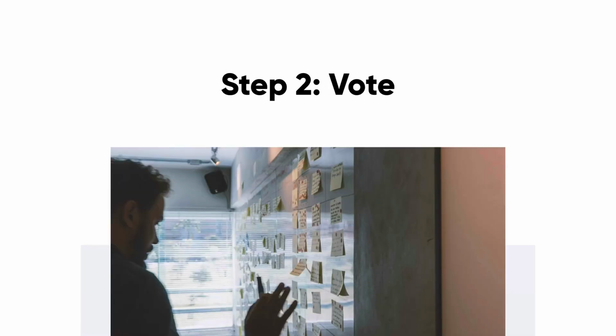Step two, this is the voting time. So you want to time box this and set aside enough time for everyone to go through the list of stickies and vote on which ones they think are of highest priority. They should always vote on the ones they find impactful, relevant, or important to discuss together.